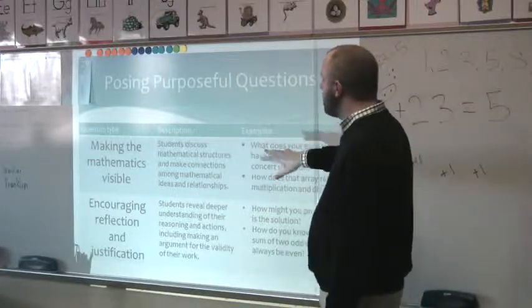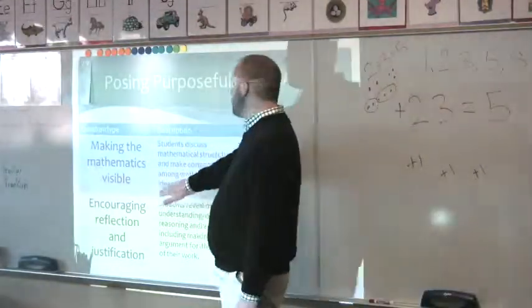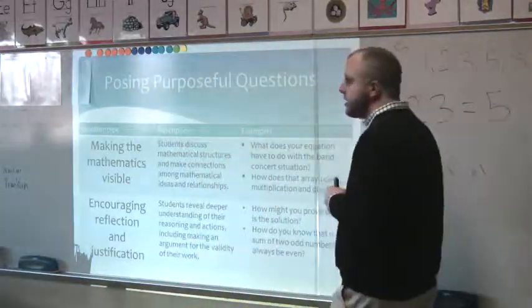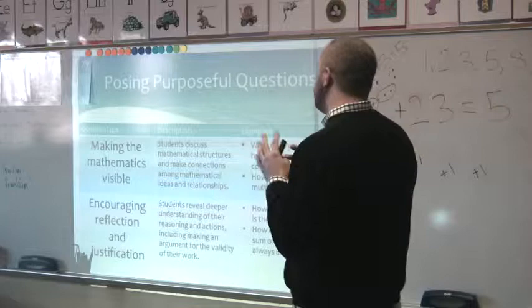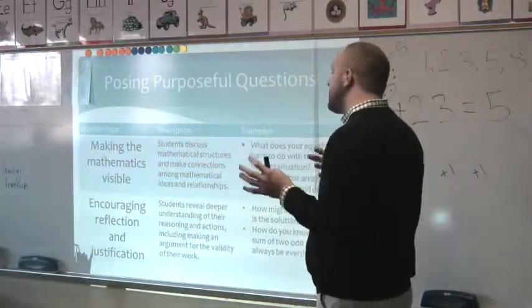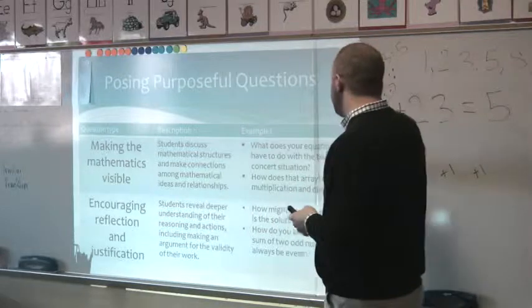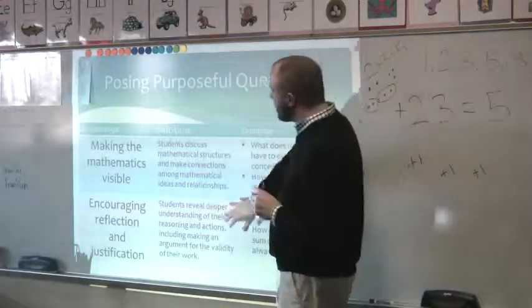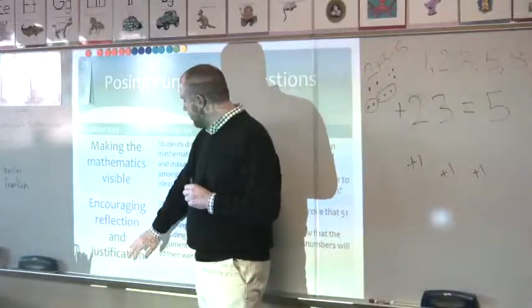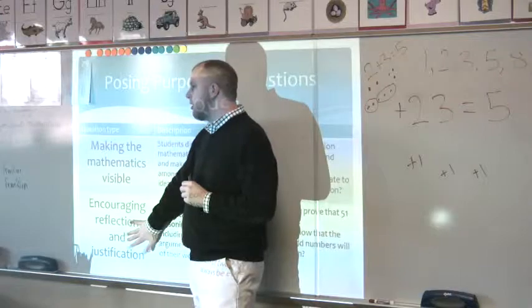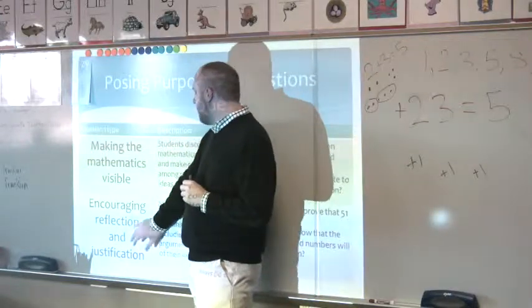The next part gets you to the three. The keyword here is visible. They're taking those words, and the kids are able to show the full structures. They're making connections to different ideas and relationships that are out there. So the next one is their opinion, basically: encouraging reflection and justification. This is their opinion of what's happening.